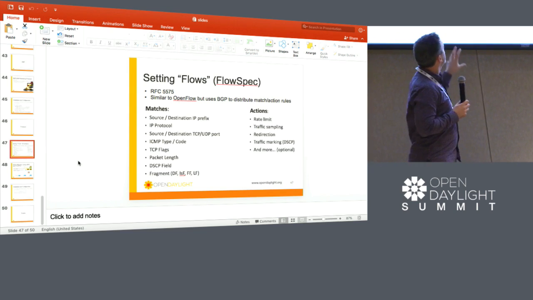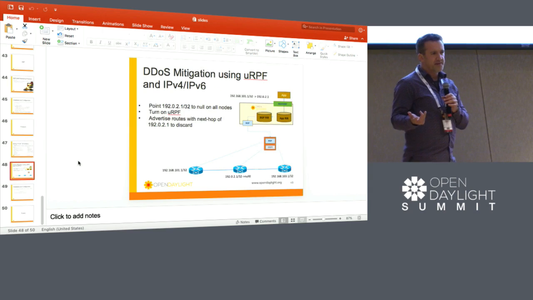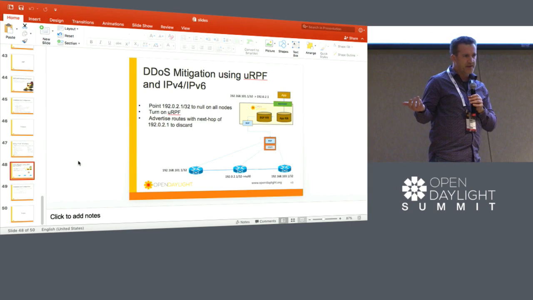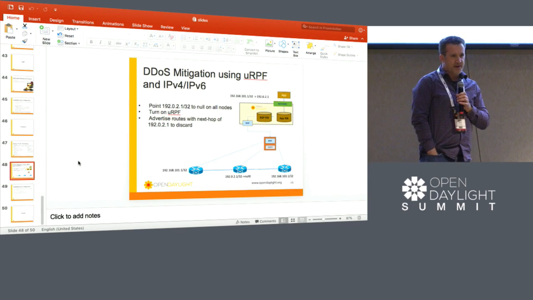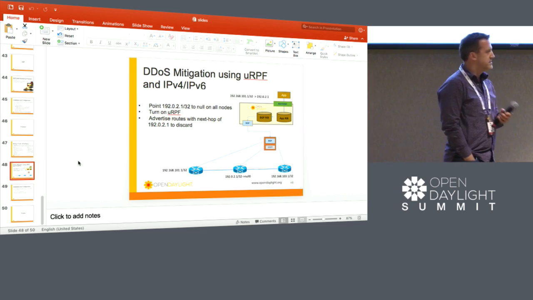In terms of use cases, I'm going to be talking about use cases a bit on Wednesday morning. There's a session on BGP. And a classic use case for flow spec is DDoS mitigation. Or it could be stuff like transparent proxy redirection, those kinds of things.